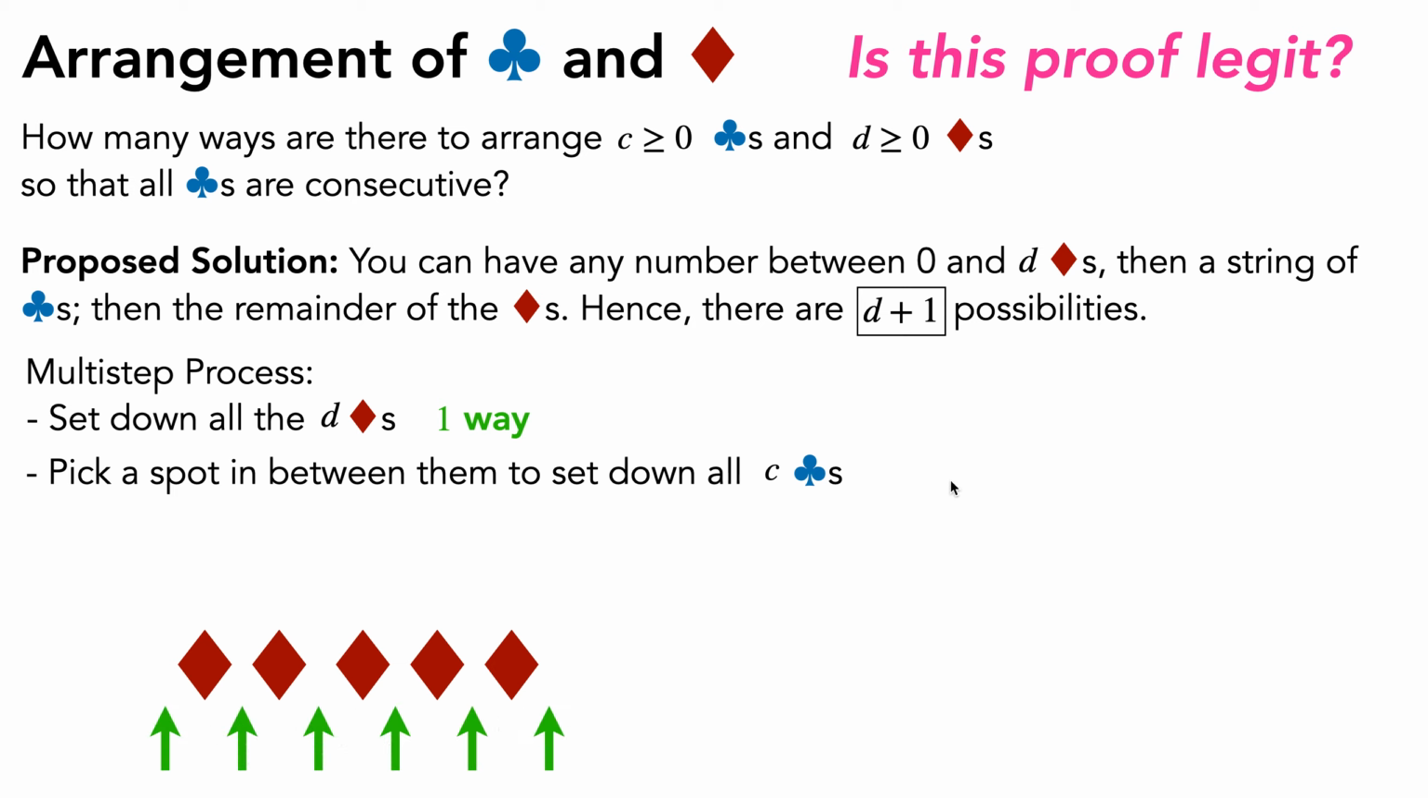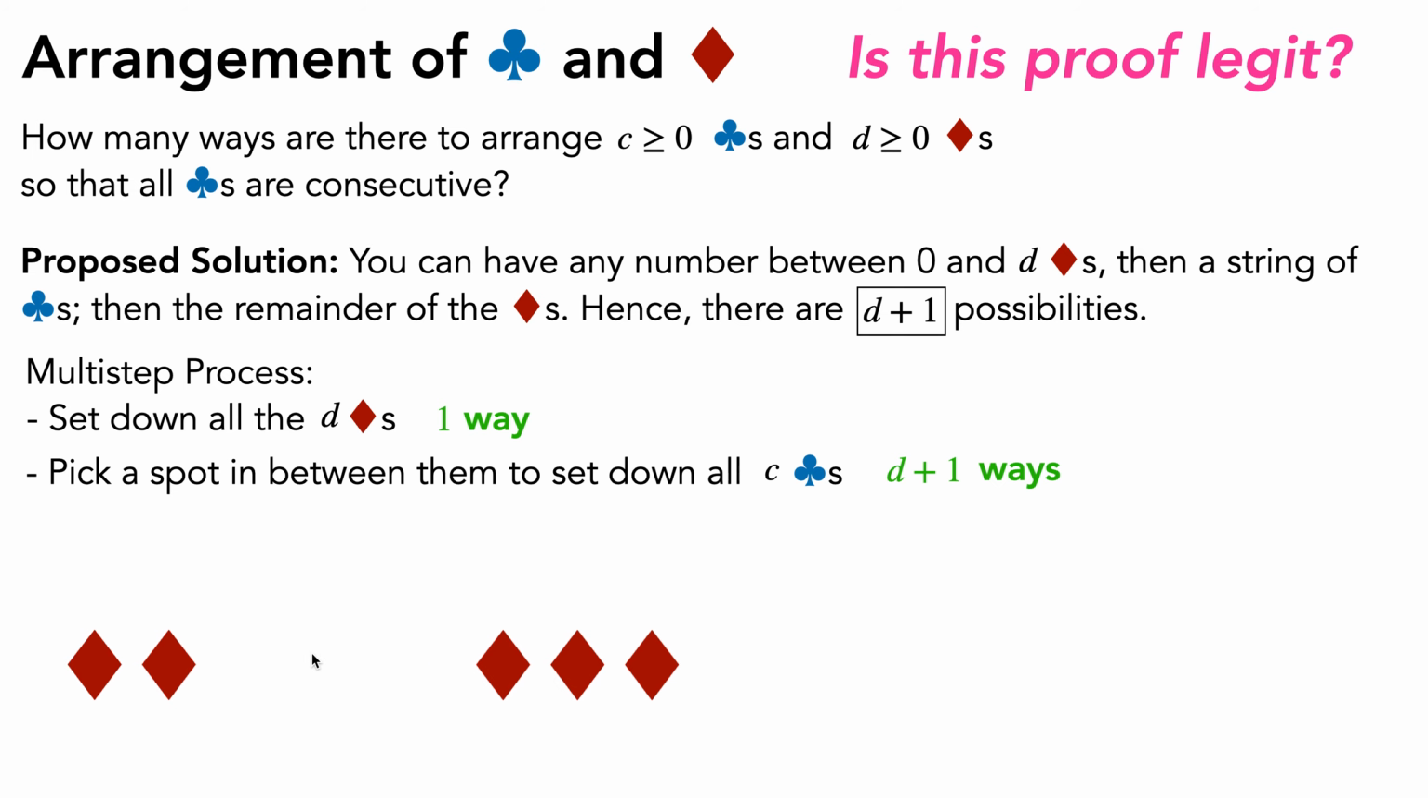In other words, there are D plus 1 ways to pick a spot. So let's say we pick this spot right here. This is where we're going to insert all of our clubs to create our arrangement. So there was one way to set down the diamonds, D plus 1 ways to pick where the clubs would go, for a total of D plus 1 ways to create an arrangement, which matches what we said before. So now the question is, with this proposed solution, is this proof legit? Is it correct?